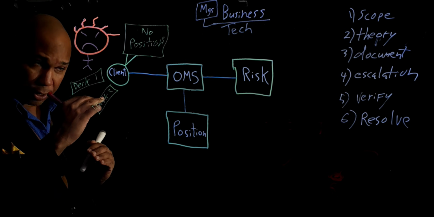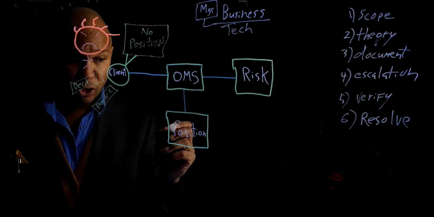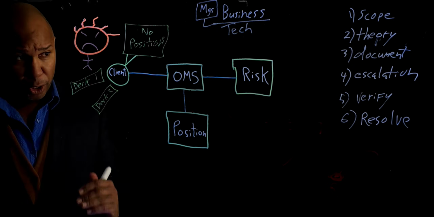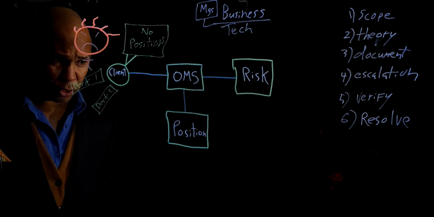You look at it. Okay, I see success. Okay, position server is good. I see it's in green. I go to the trader: "Hey, can you take a look? What do you see?" "I see OMS green." Can you take a look at your positions? "I see my positions are there."